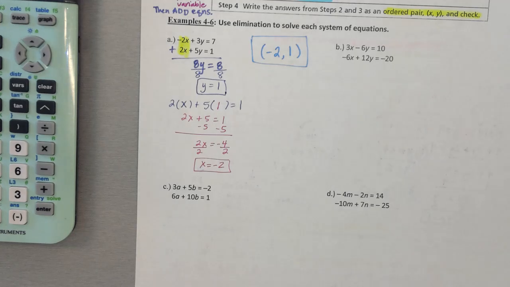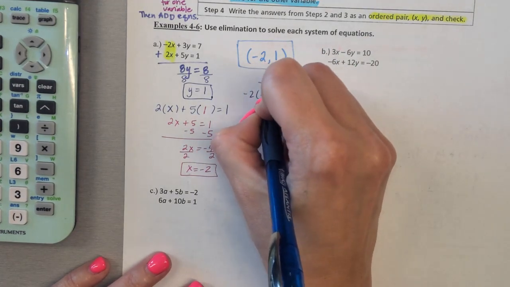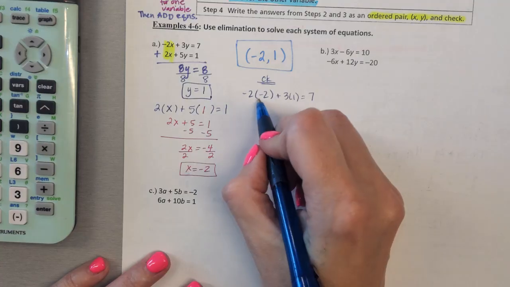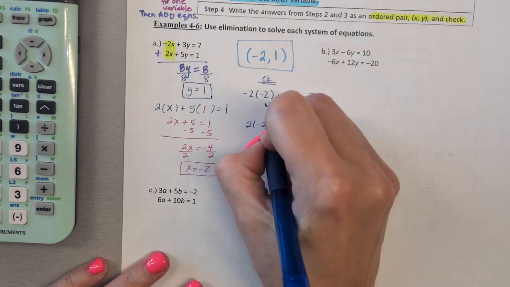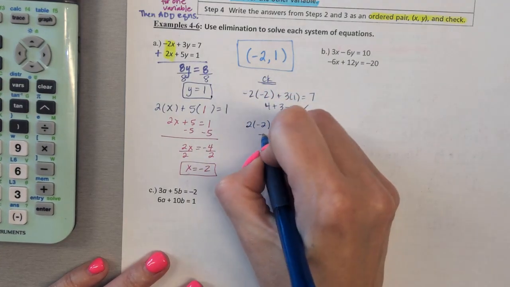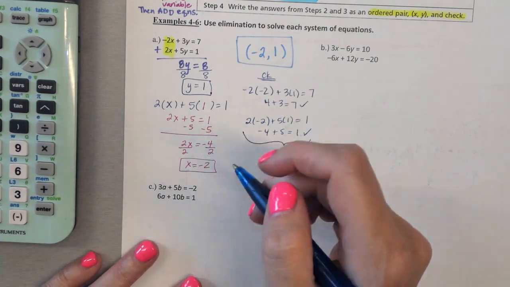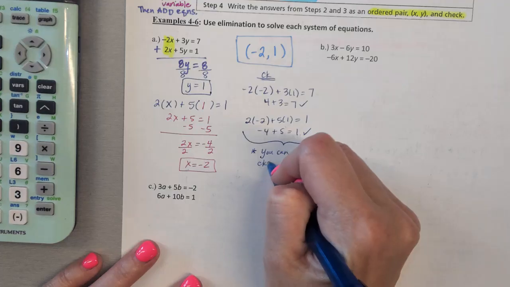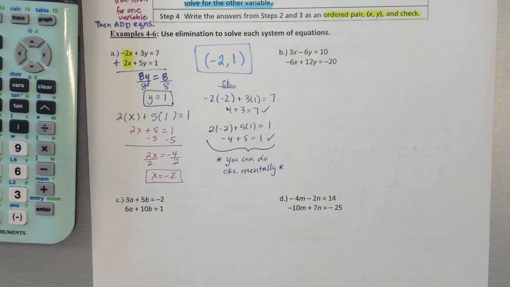Yeah. Okay, now for the check, like I said, check can be mental math. If you're more visual and you want to write it out, you can. All you have to do is plug in the x and the y and then make sure they check. This is going to be a positive. 4 plus 3 does equal 7. Yay. 2 times negative 2 plus 5 times 1 equals 1. Negative 4 plus 5 equals 1. Yes, it does. Okay, so again, you can do your checks mentally, as in you do not have to write them down. Okay, but feel free to.